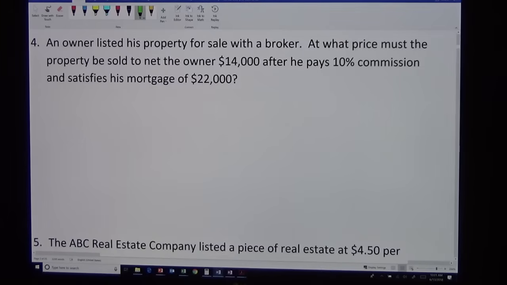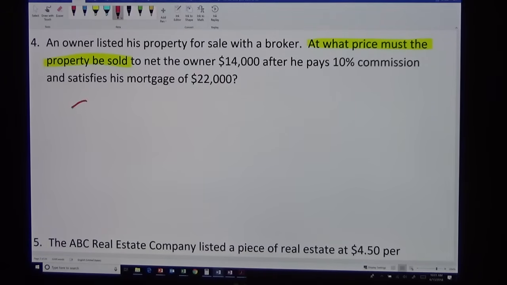Number 4, an owner listed his property for sale with a broker. At what price must the property be sold to net the owner $14,000 after he pays 10% commission and satisfies his mortgage of $22,000? Again, the question, find it. At what price must the property be sold? This is a seller net question.